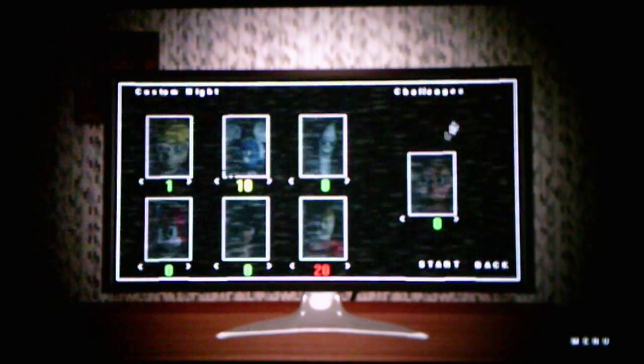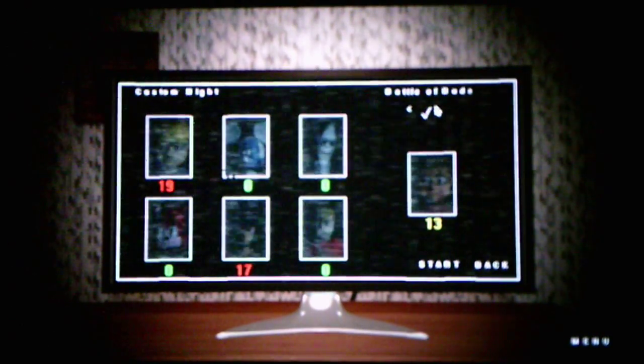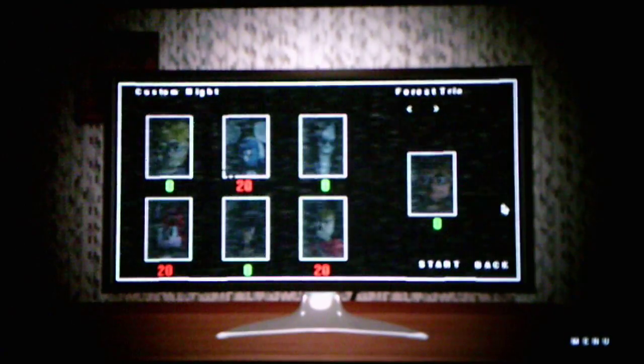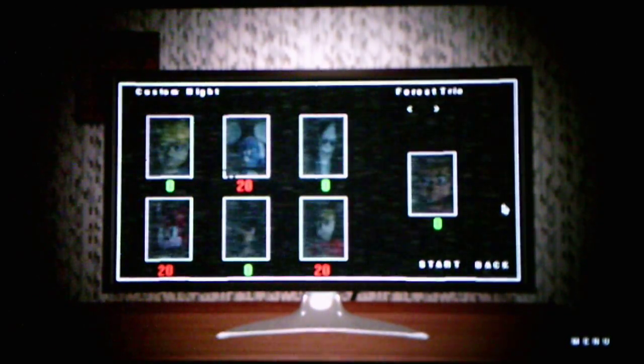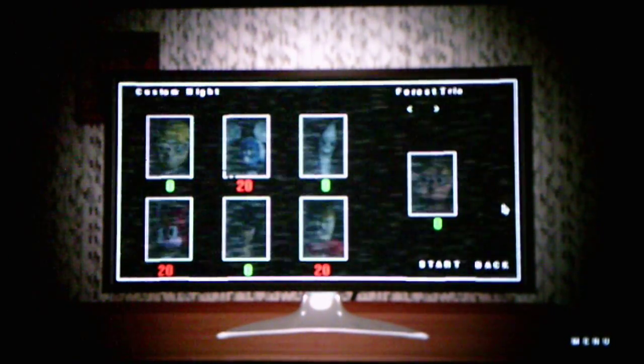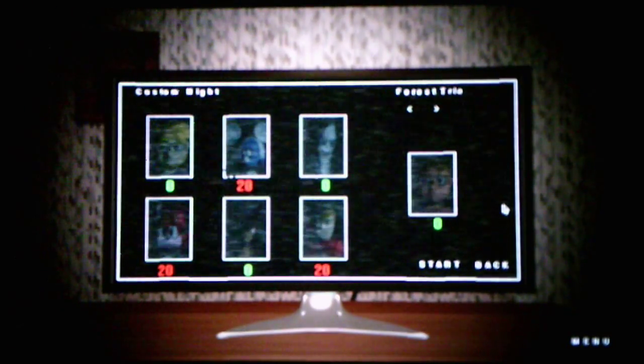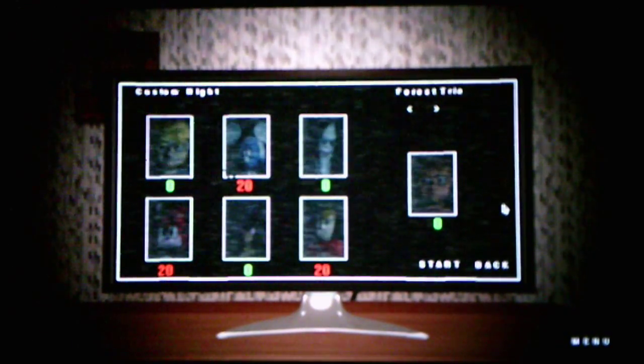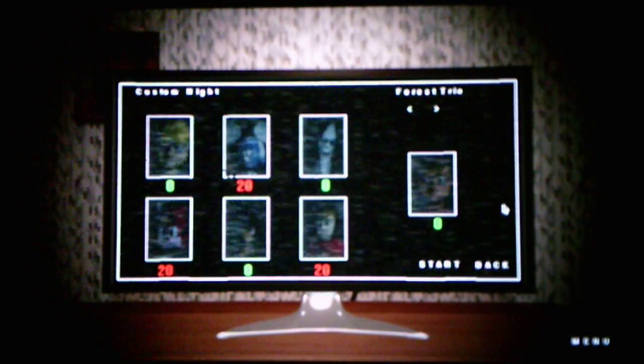Okay. So the next challenge we will be doing is, let's see. Forest Trio. Okay. And for Forest Trio, we will be dealing with Rapid, Mickey, and Pigsty. And this will be a 320 mode. So anyways, we will be taking on the Forest Trio challenge in the next video for the Custom Night mode.